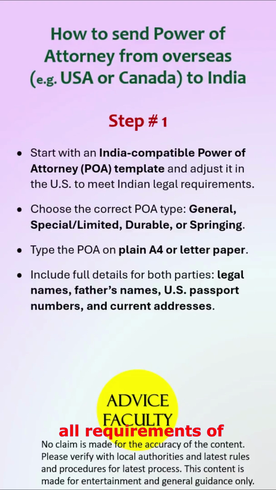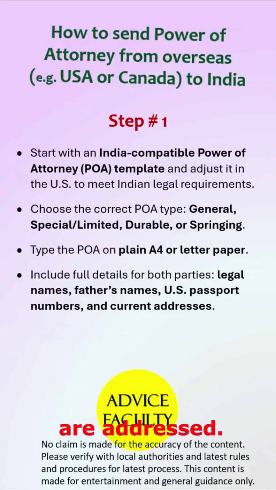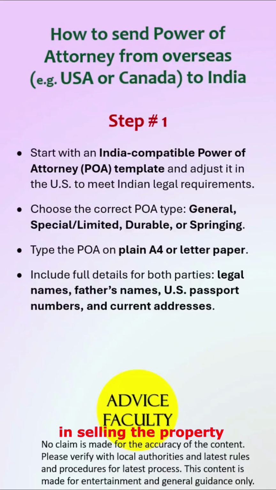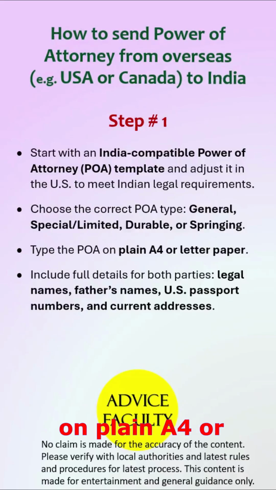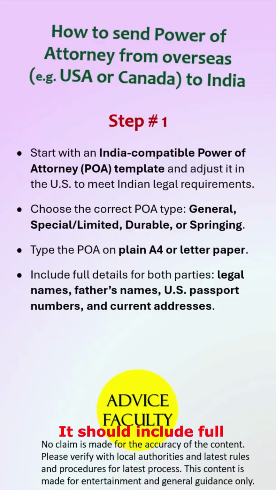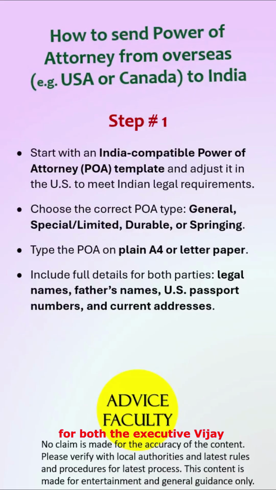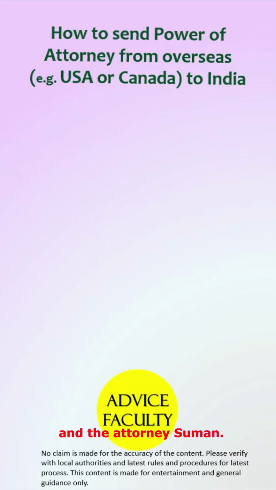This will ensure that all requirements of the Indian legal system are addressed, and there is no problem in selling the property in India. There is no single prescribed format, but it should be typed on plain A4 or letter-sized paper. It should include full legal names, father's names, US passport numbers, and current addresses for both the executant Vijay and the attorney Suman.